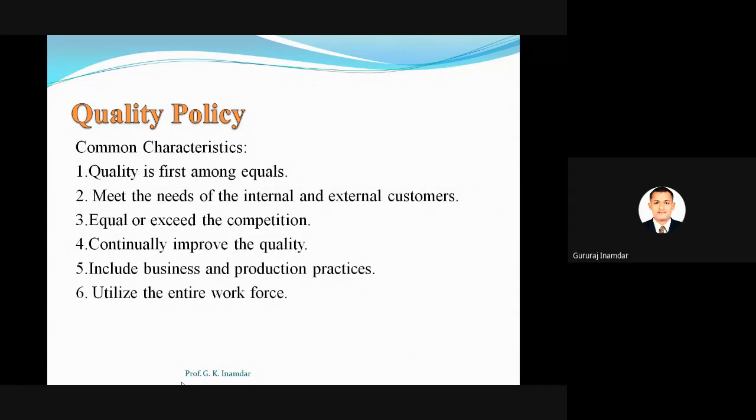Something, policies are given by those unions also. Okay, political parties are there. So different policies should be given by the entire organization.